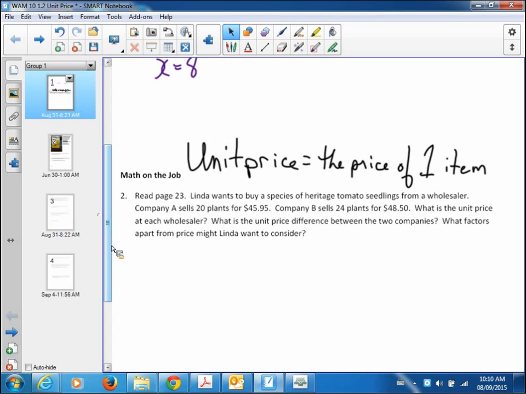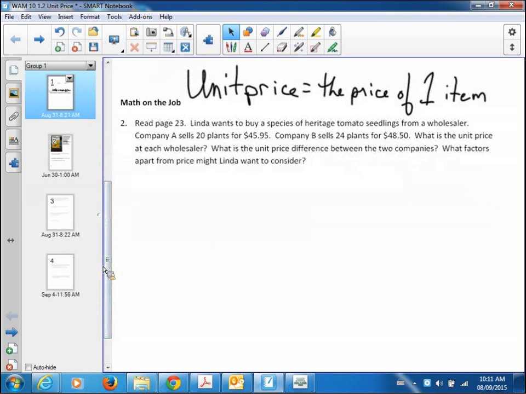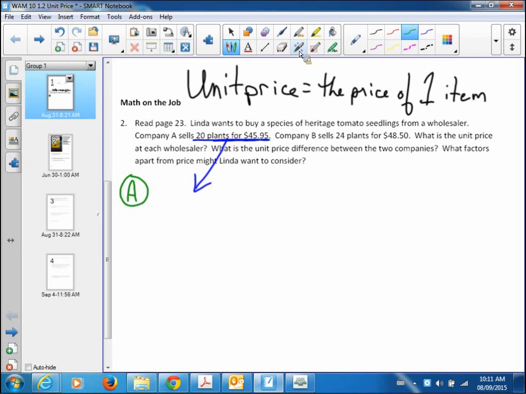Now, getting back to the problem, Linda wants to buy tomato seedlings. Company A sells 20 plants for $45.95. Well, Company A. How am I going to find the price of one plant? That's what we're trying to do.